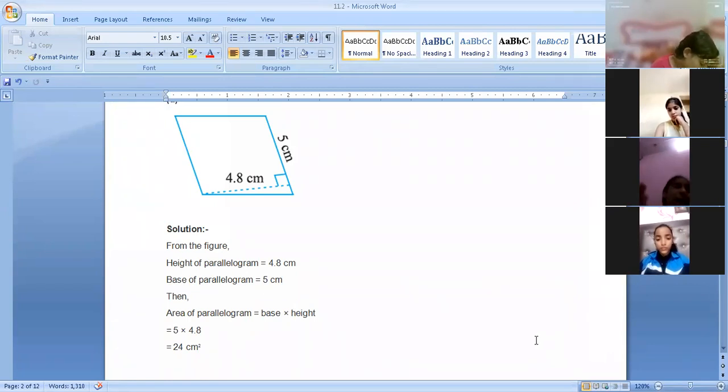Children, E part is your homework. Mark your homework side by side. E part.